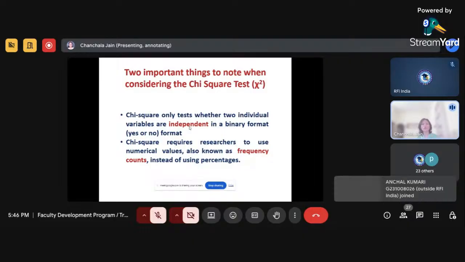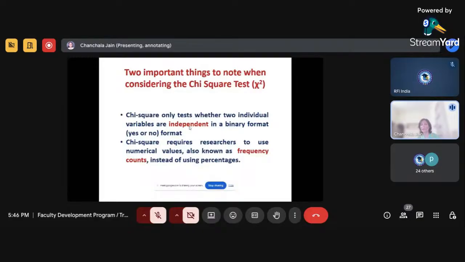Then chi-square also requires that the researcher should not use numerical values. Numerical values here mean something a little different. Usually when I say the weight of a person, it will be some number, that is a numeric value. But here, in the case of the chi-square test, the numerical value means frequency or count. So chi-square data will always have the count of frequency.